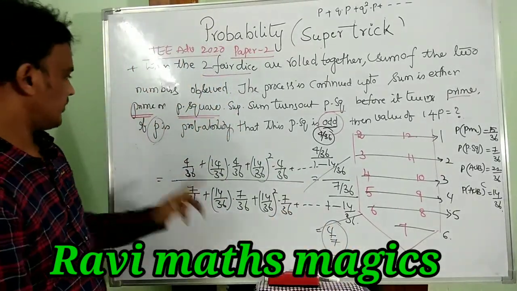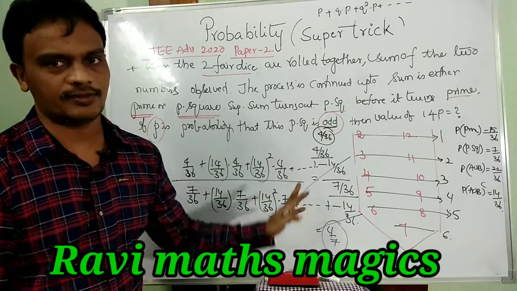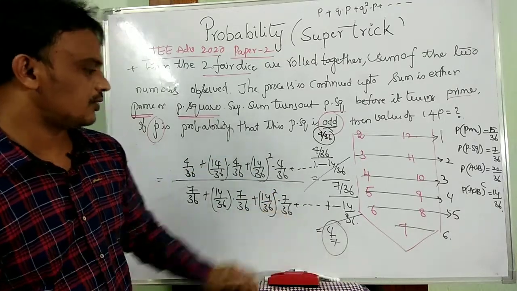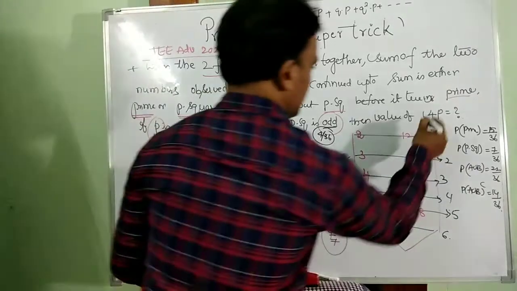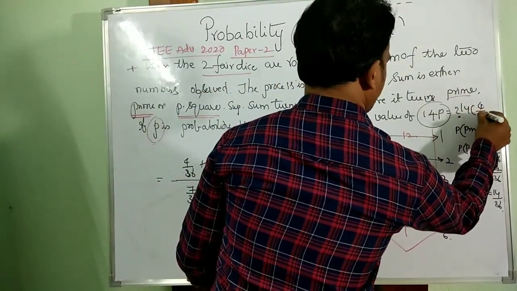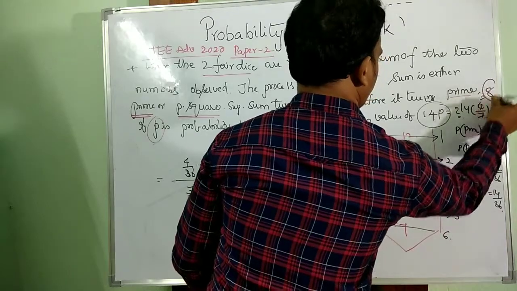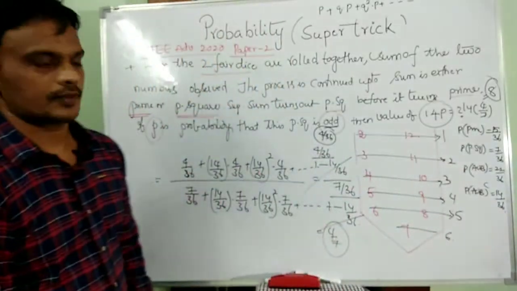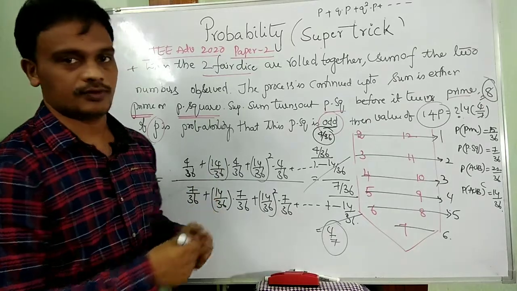So which value is 4 by 7? That p value is 4 by 7, right? P value is 4 by 7. Then they are asking about 14p. This is 14 into 4 by 7, which is 8. That is the integer type question from that one.